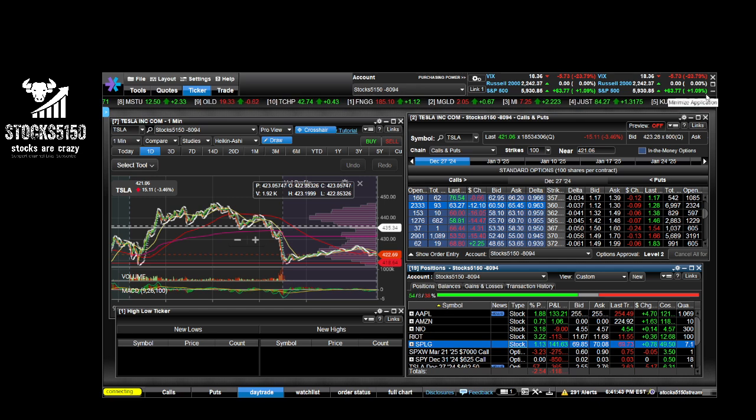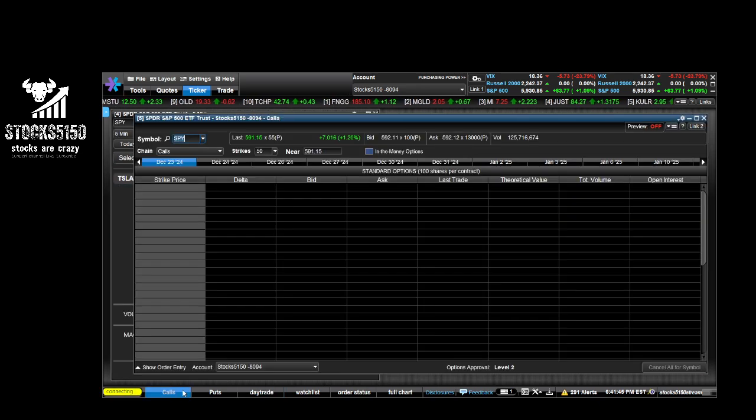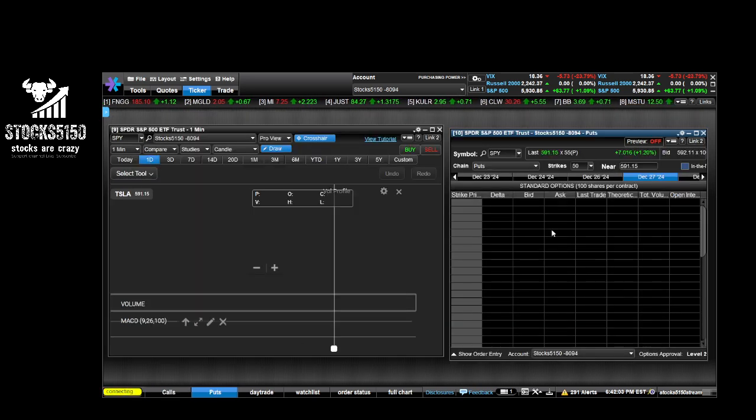All right, that's it, man. So anyway, the screen froze up and it didn't reload my option orders and stuff. But these are the ones that I use. So at closing out, I use the strike price, the delta, the bid, the ask, last trade, theoretical value, and the total volume and open interest. That's what I use. So that's what we got.